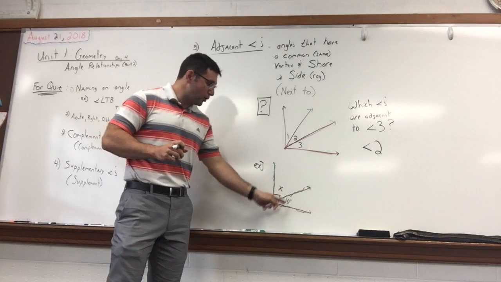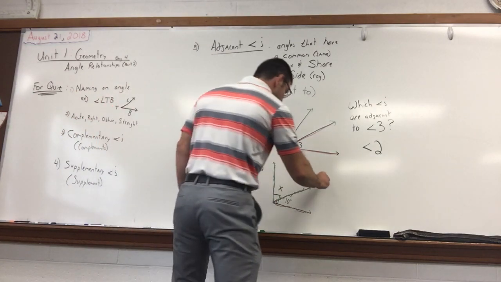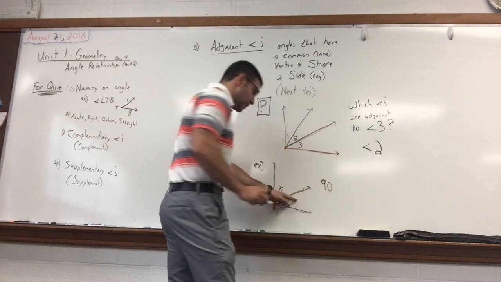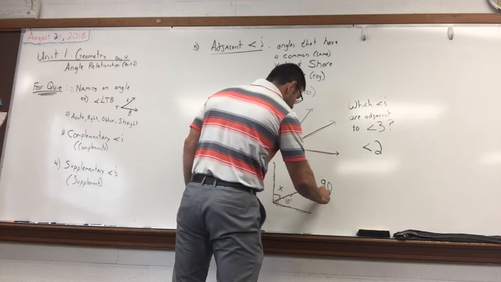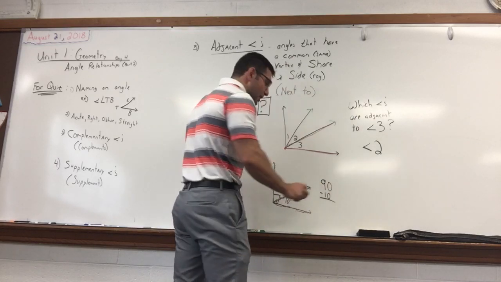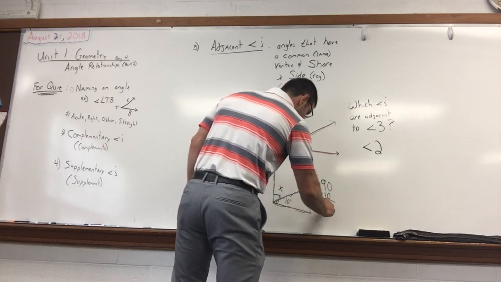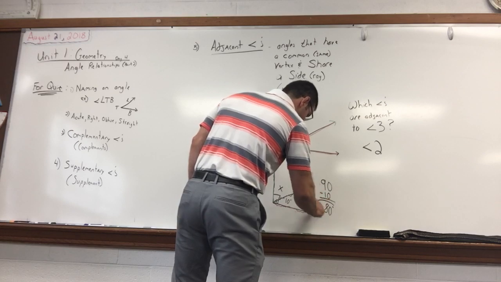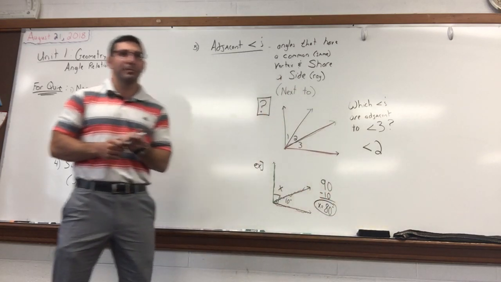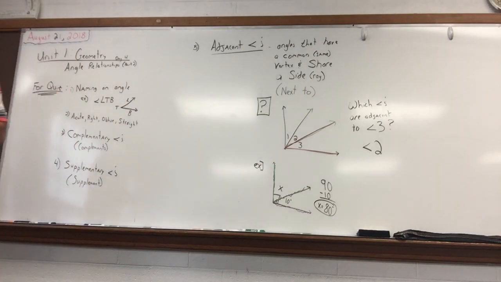Why? If the whole thing is 90, and we know part of the 90-degree angle is 10 degrees, we take that away. X then equals 80 degrees because those are complementary. So we've got adjacent angles.